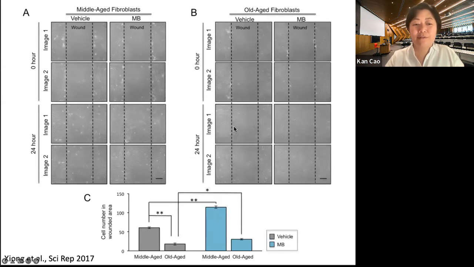So what did we find in this experiment? We found that, yes, the wound healing ability is definitely decreased with age. So middle age is doing better than the older age. But after methylene blue treatment, in both cases, they are increased. So the middle age is improved, and so do the old age fibroblasts.